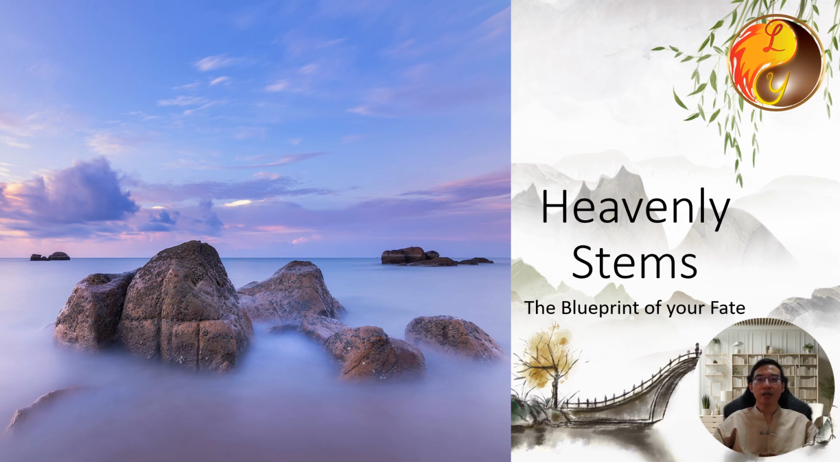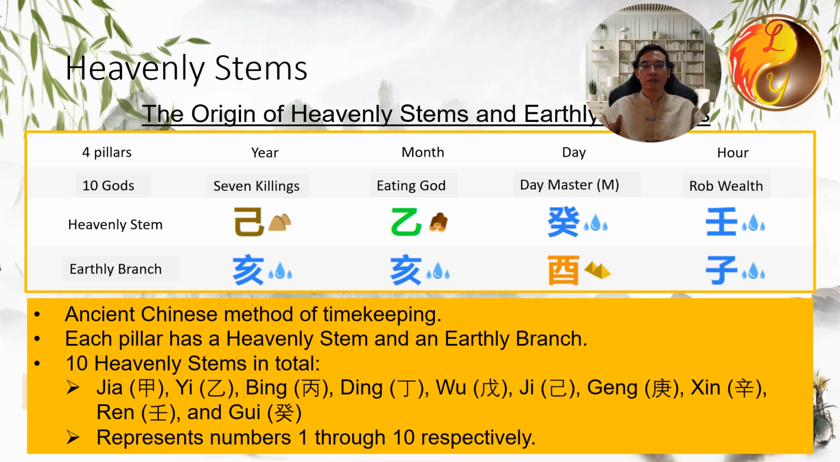Hello everyone, I'm Marvin. In the last lesson, we discussed more divine stars and their uses, where some are quite inauspicious. Today, we will be sharing about the 10 heavenly stems and in the next lesson, the 12 earthly branches. The heavenly stems and earthly branches are the ancient Chinese method of timekeeping, also known as the heavenly stems and earthly branches method. Let's take a random set of the 8 characters as an example.